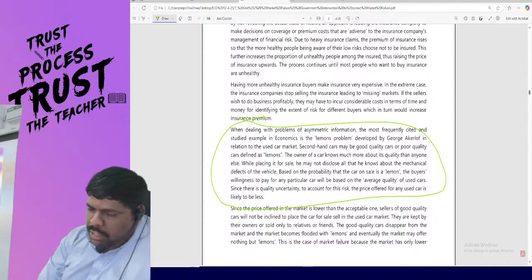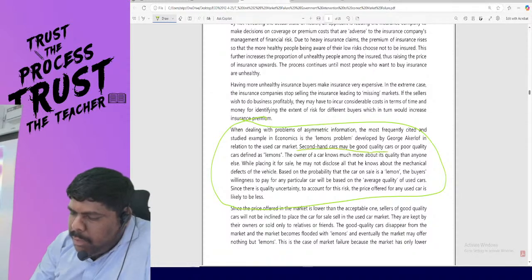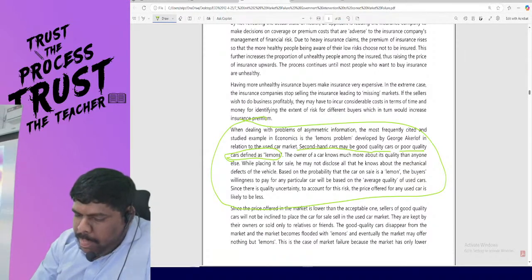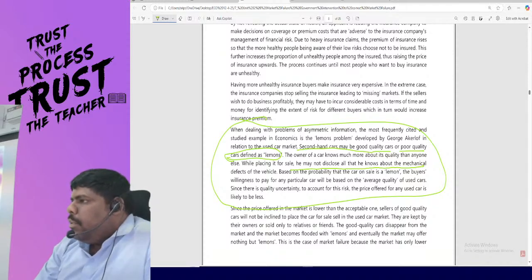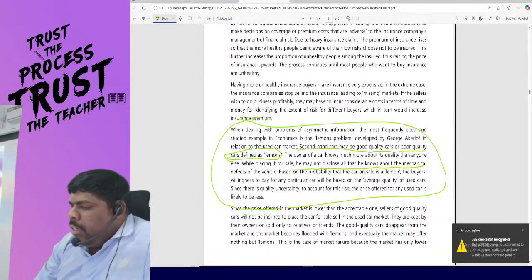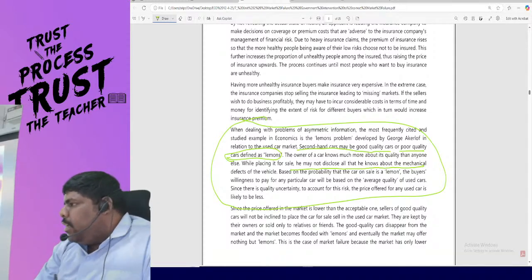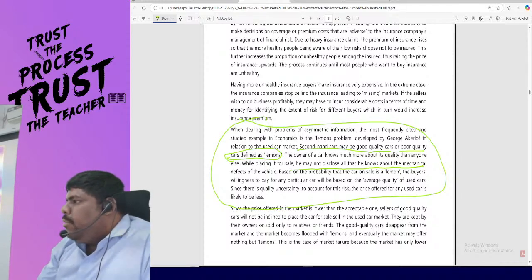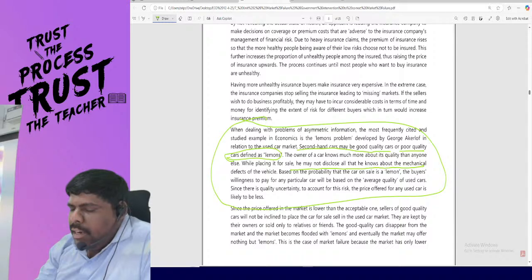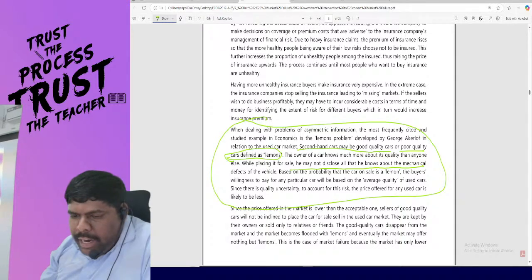So whatever goods are available, just look at this. Second hand cars may be good quality cars or poor quality cars. They are defined as lemons. While placing it for sale, the seller may not disclose all that he knows about the car. That is what we call the lemons effect. In simple terms, in the event of selling cars, a good quality car will never come to the second hand market. Since there is some defect, it is coming to the outside market for sale. So any car available in the outside market will definitely have some defect. The combination of the entire second hand car market with defects, we call the lemons effect. That's all, simple. This is what they are trying to say there.